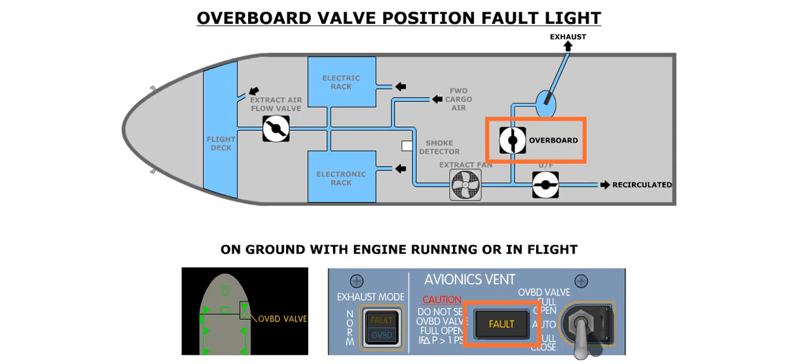If the aircraft is on the ground with engine 1 running, or if the aircraft is in flight, the fault light will illuminate in the event the overboard valve is fully open, and the overboard valve selector switch is not in the full open position. Regardless of the reason for the illumination of the fault light, the light will extinguish in the event the overboard valve goes to the commanded position.